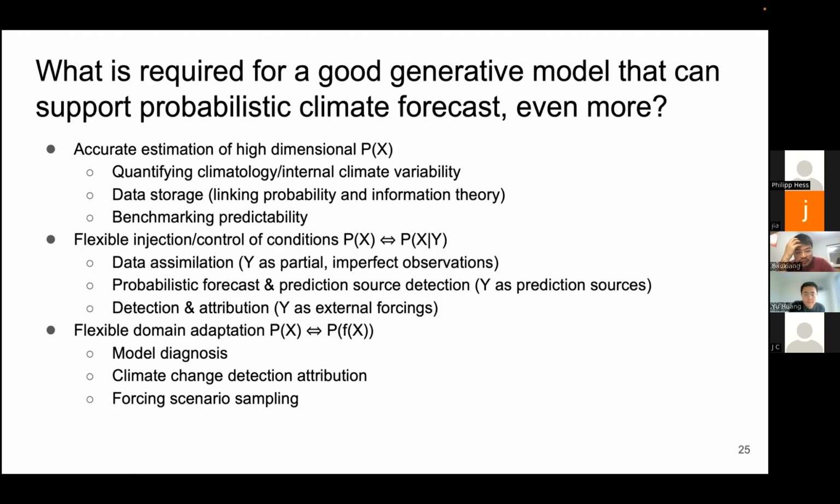And if we can flexibly inject the conditions, maybe we can do better data simulation. If we can inject the observations into the state estimation problem, we can do probabilistic forecast, and we can do detection attribution. That is, we have Y as external forcing. Different external forcing may change the climatology. And we can do flexible domain adaptation. That is, if we change the model state, maybe we can have better models, or maybe we can do better climate change detection attribution and forcing climate sampling.